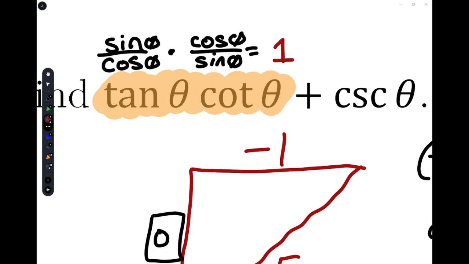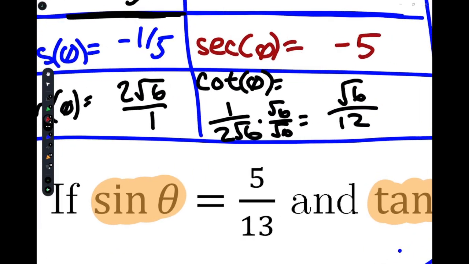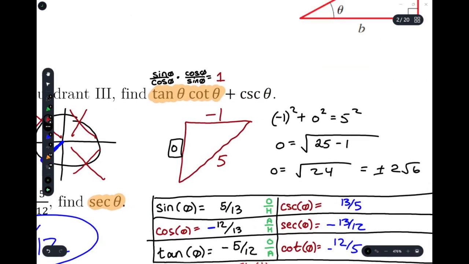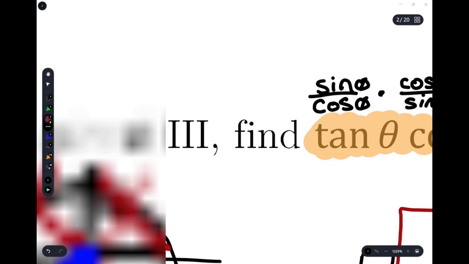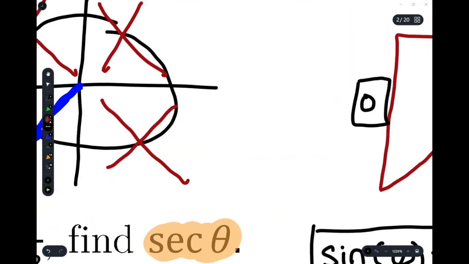Wouldn't you see the same thing if you went through the whole process of putting this over that and solving? You get 2 times the square root of 6 on the top, 2 times 6 on the top is 12, and 12 on the bottom. So you'd end up with the same spot. And then you just have to add the cosecant and you're done with the whole problem. The cosecant was 5 root 6, the hardest one.